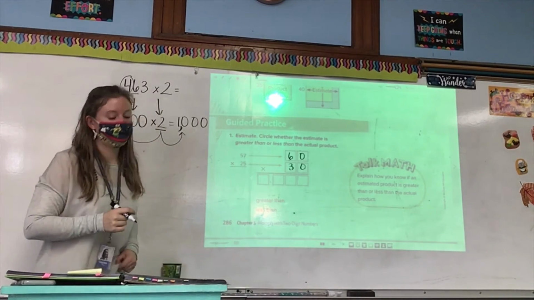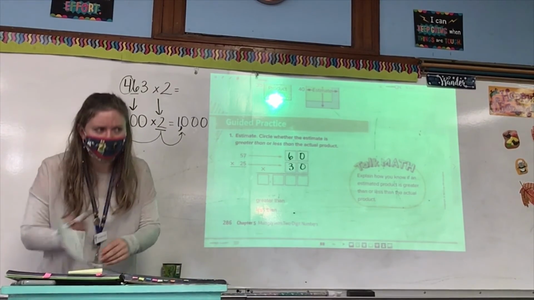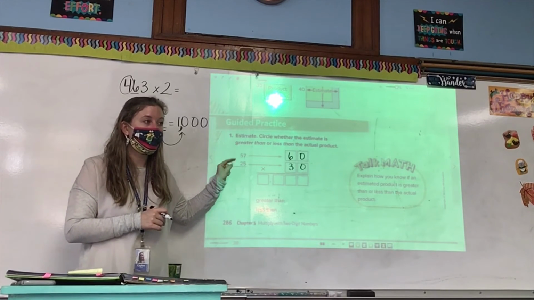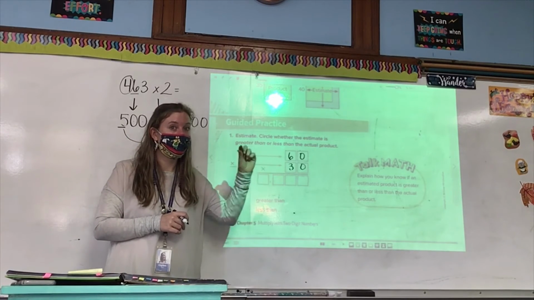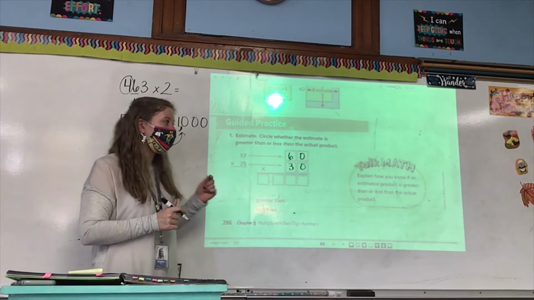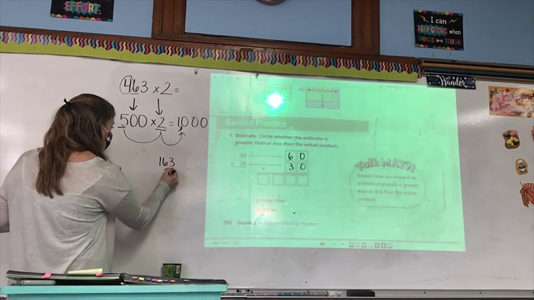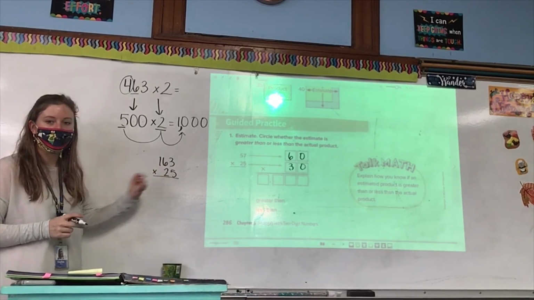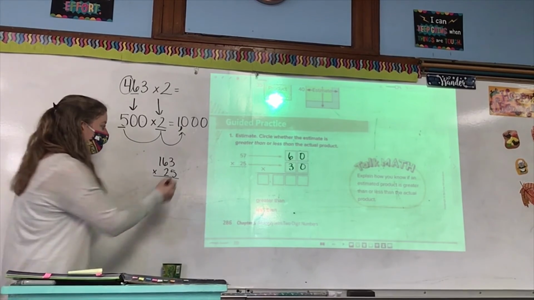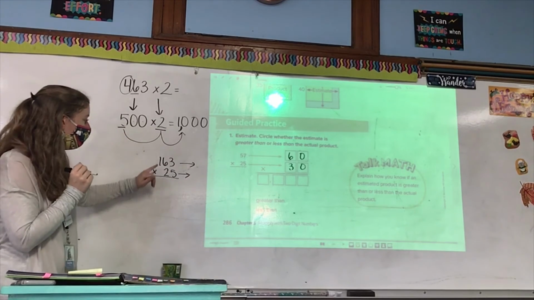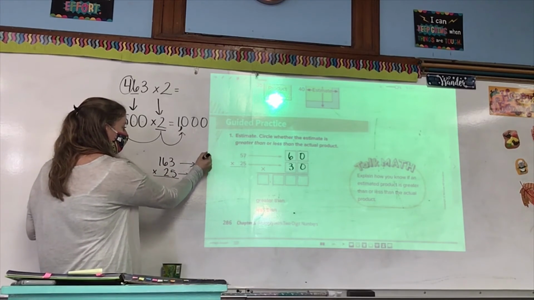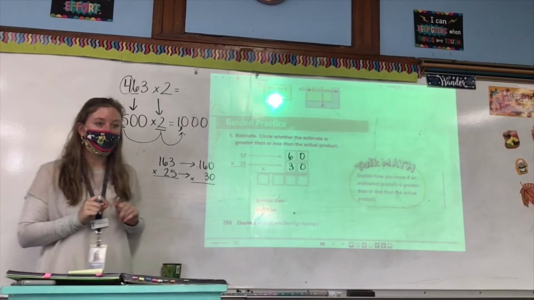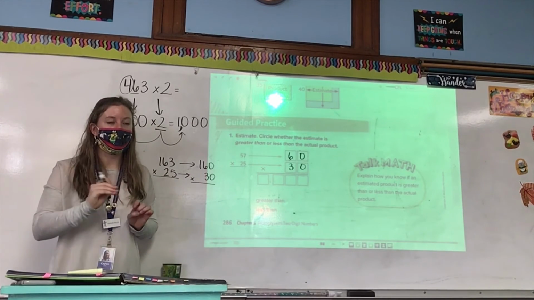Oh, let me also tell you, this won't really come in this lesson today, but in later lessons it will. If you have two factors that have a different number of digits, you have to round to the greatest place in the smaller number. Does everybody understand? Because if you have 163 times 25, you can round 163 to the hundreds place, but can you round 25 to the hundreds place? No. Which means you have to round them both to the same place value, which means you'd have to round 163 to the nearest 10 and 25 to the nearest 10. You won't see that today, but you will see that in later lessons.